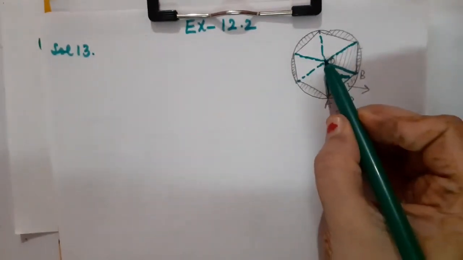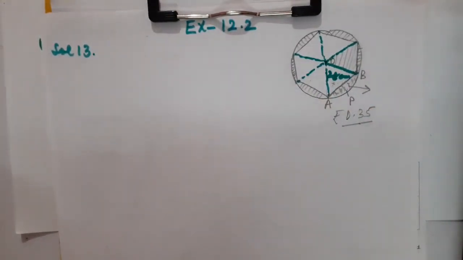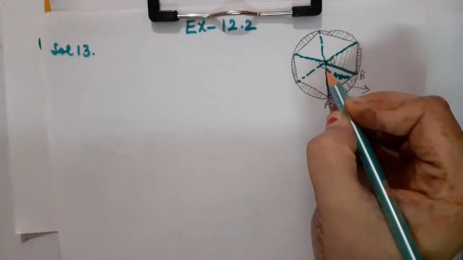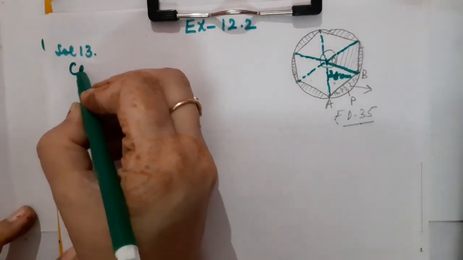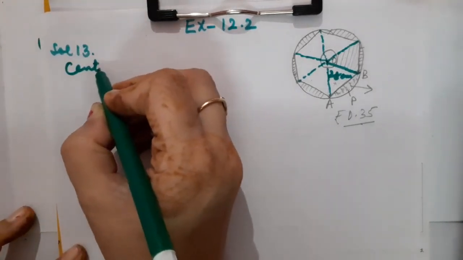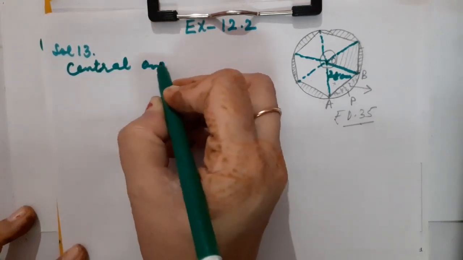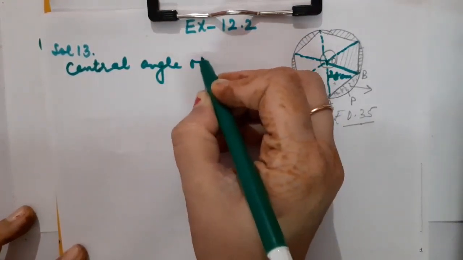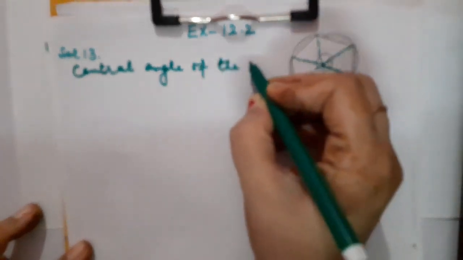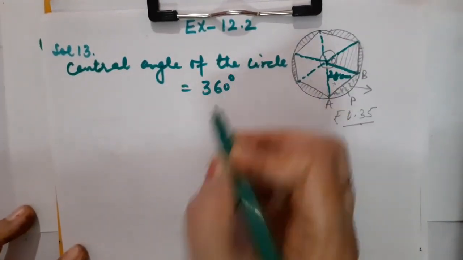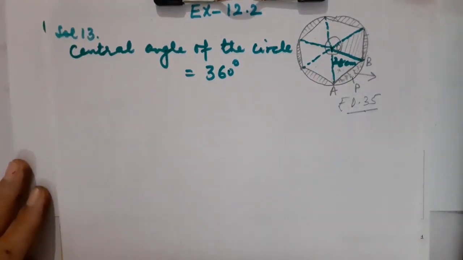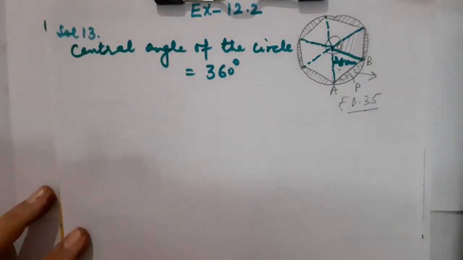First of all, can you tell me what is the center angle right now? As you know that it is going to form a complete circle. So what is the center angle? Center angle of the circle is 360 degree. Central angle of the circle is equal to 360 degree. How many sectors are formed? Number of sectors is equal to 6.